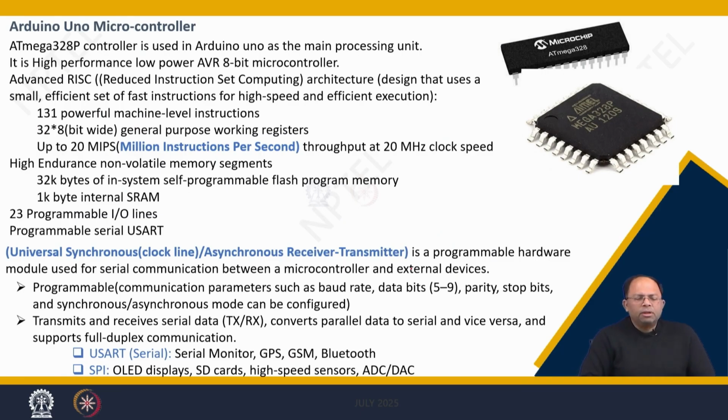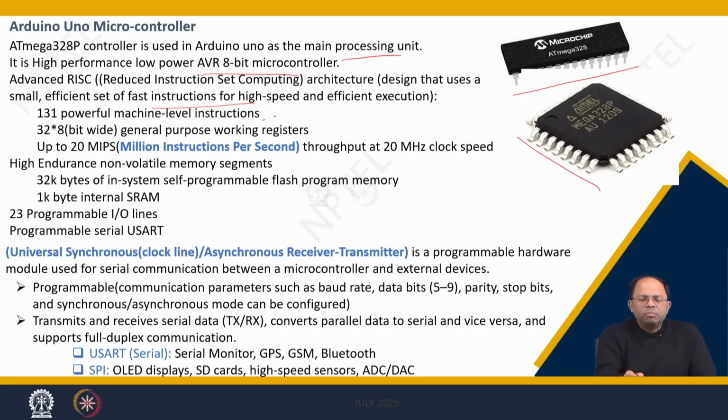Now coming to the microcontroller itself, as I explained earlier, it could be a rectangular form or a squarish form. The ATmega328P is used as the controller in Arduino Uno. Arduino Uno is that processing board, or motherboard, you can say. This is the main processing unit in that product, and it is a high performance low power AVR 8-bit microcontroller, and of course we don't need to go into too much detail about it. It follows advanced RISC architecture, reduced instruction set computing, meaning the design uses a small and efficient set of fast instructions for high speed and efficient execution.